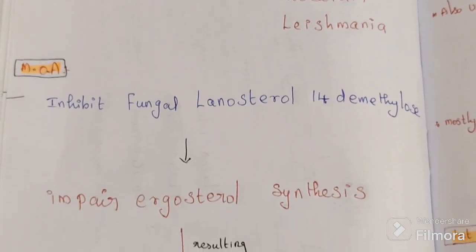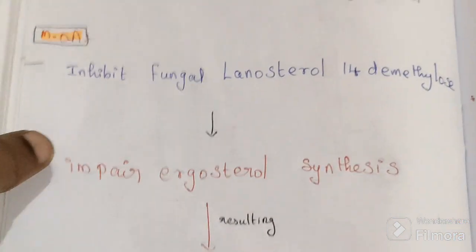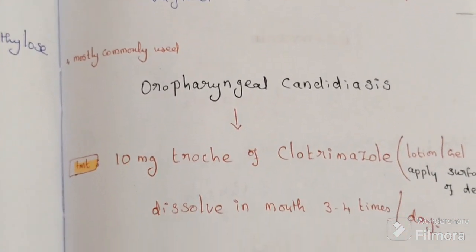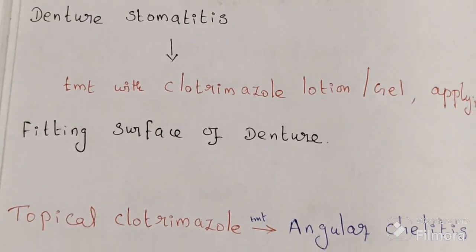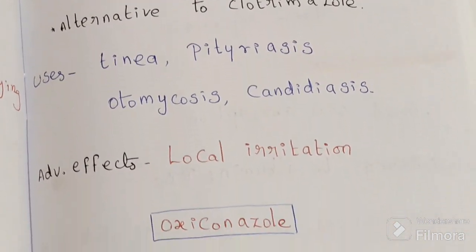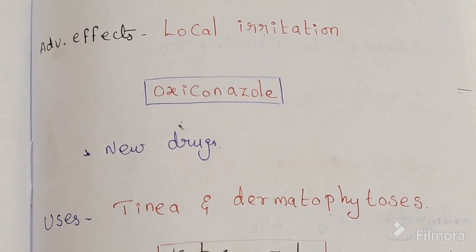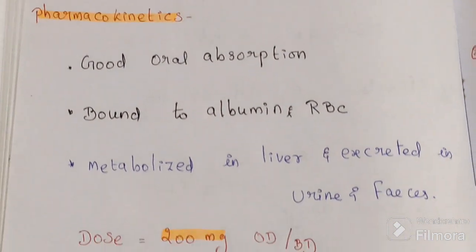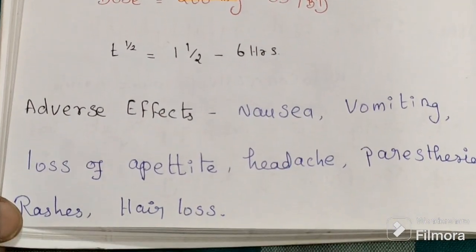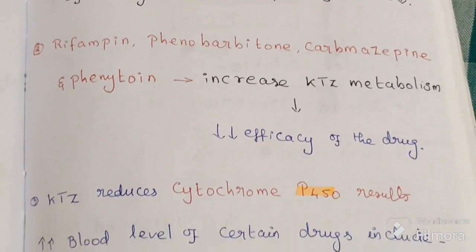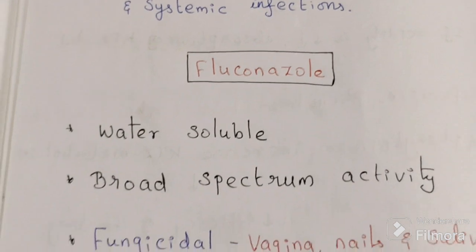Azole group, mechanism of action, clotrimazole, uses, treatment, econazole, miconazole, oxiconazole, ketoconazole. Then their pharmacokinetics, adverse effects, fluconazole.